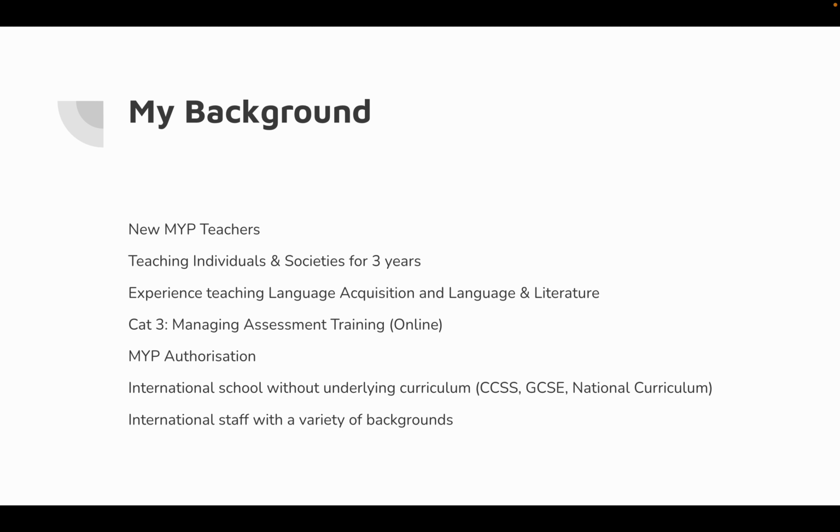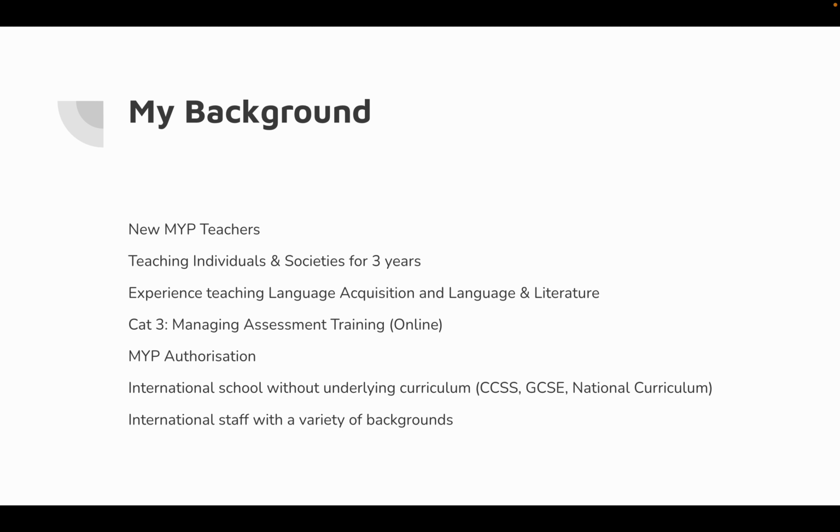And I particularly found the managing assessment training to be very beneficial in helping me to connect all of the different parts of the MYP. I also participated in the MYP authorization. So other teachers in my department and I worked together to make sure that our unit plans were of the correct standard. We worked closely with the curriculum coordinator to make sure that that happened, and they were reviewed, and our school did pass that authorization. So what they saw was sufficient enough for us to be authorized.